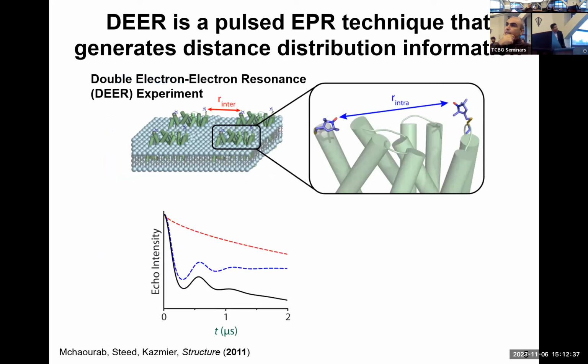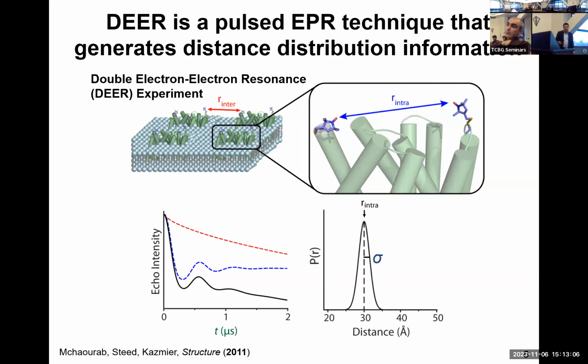And the primary data that is obtained here has two components. One is the random intermolecular interactions that show themselves as an exponential decay. By dividing the primary data by this exponential decay, we get an oscillatory function corresponding to the specific intramolecular interaction of interest. Then by fitting the primary data or this background-corrected form, we can obtain the distance distribution.